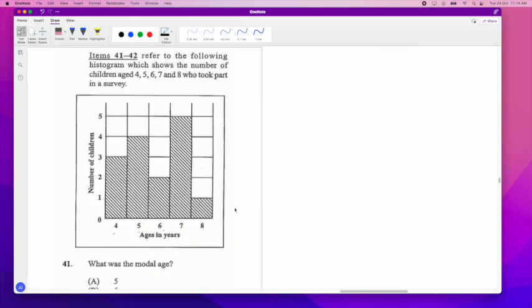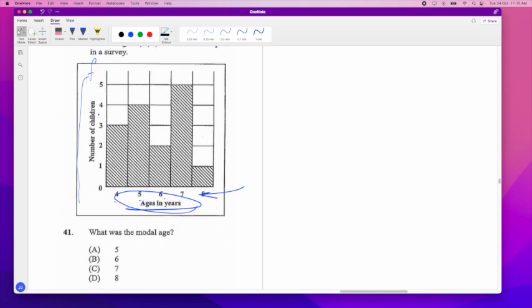So refer to the following histogram, which shows the number of children aged 4, 5, 6, 7, and 8 who took part in a survey. You can see the ages here. And these are the number of children, or the frequency. What is the modal age?